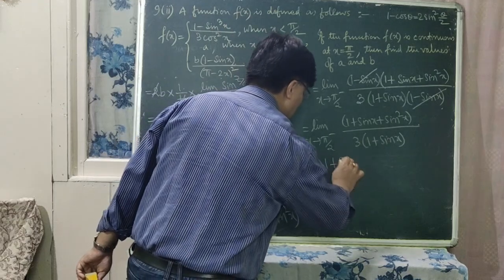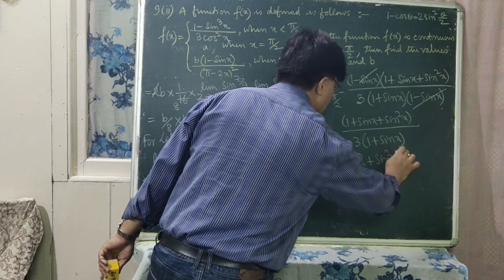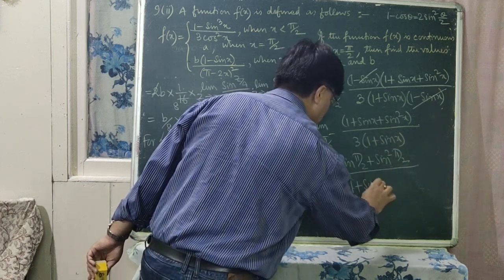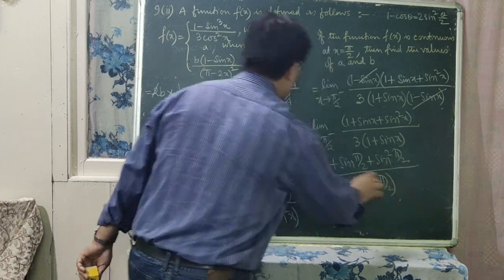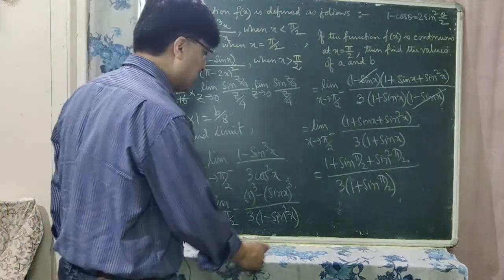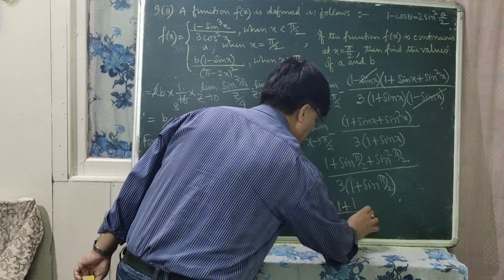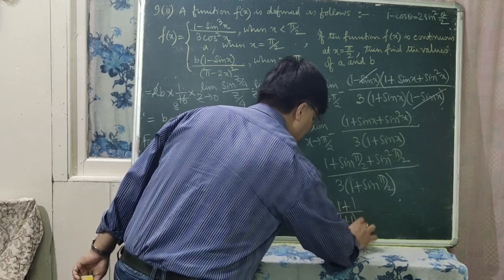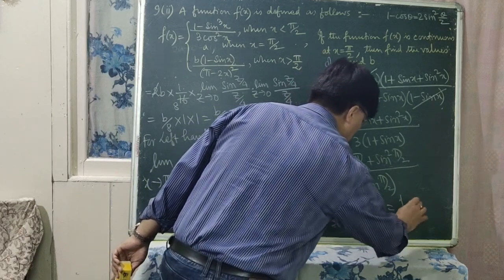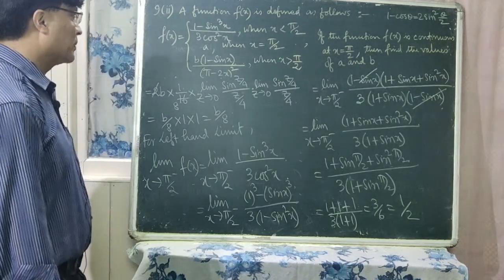So it is equal to 1 plus sine pi by 2 plus sine square pi by 2 divided by 3 into 1 plus sine pi by 2. Now I think you know the value of sine pi by 2, right? So which is equal to 1 plus 1 plus 1 square is 1, divided by 3 into 1 plus 1, which is equal to 3 by 6, which is equal to 1 upon 2.